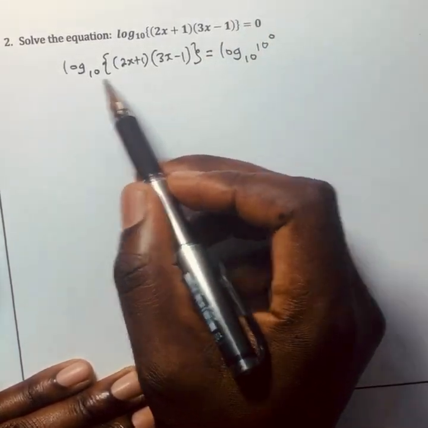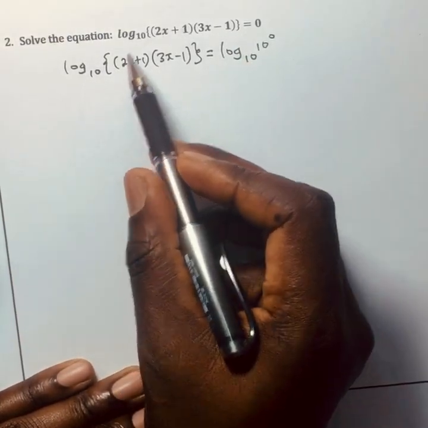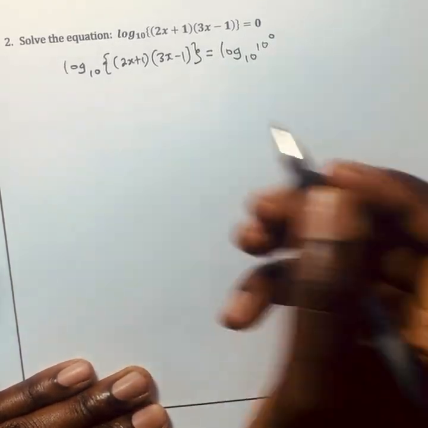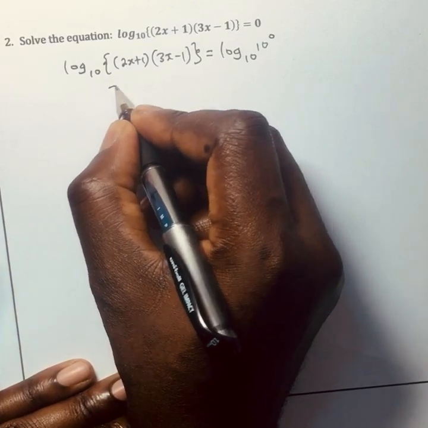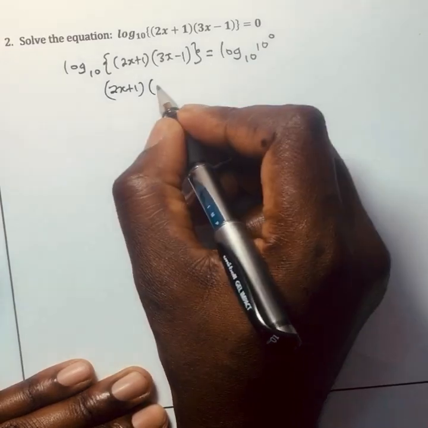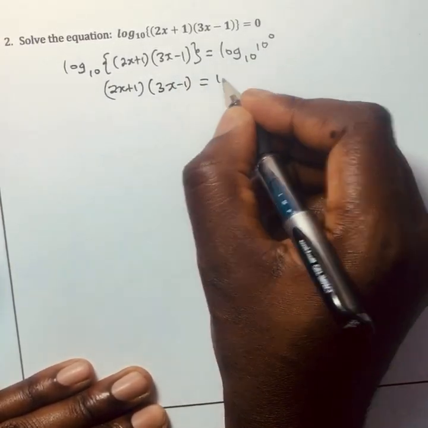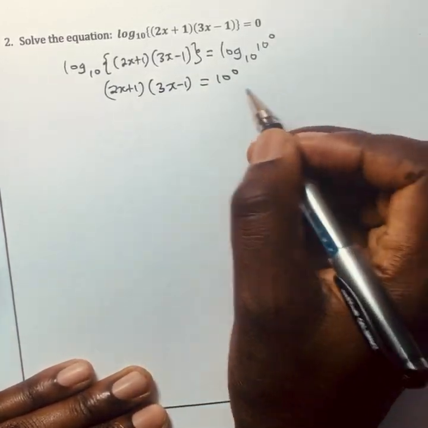So now that you have both logs to base 10, the log of this number is equal to the log of that number. So it means that this number and that number are the same. So you're allowed to say that (2x plus 1)(3x minus 1) is equal to 10 power 0. And 10 power 0, from the laws of indices, is equal to 1.